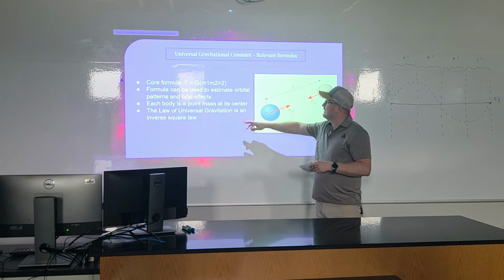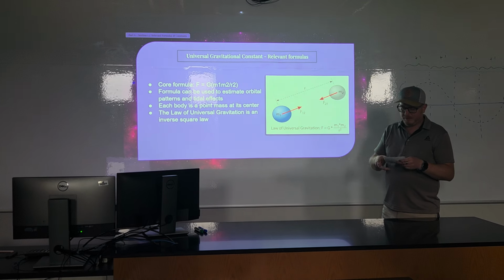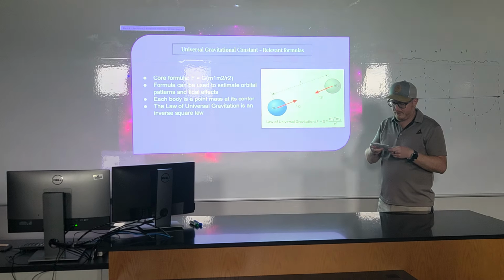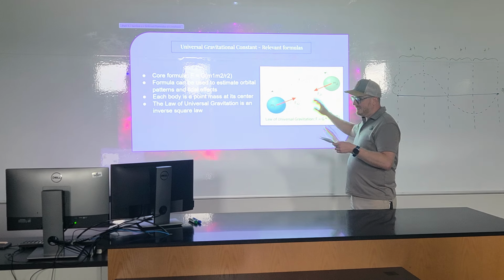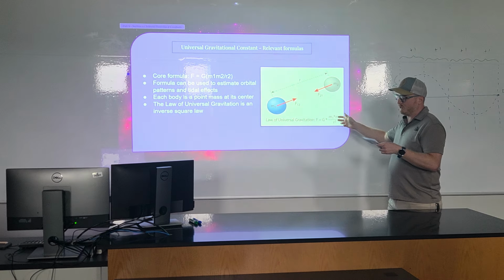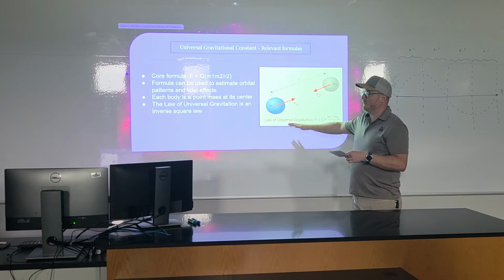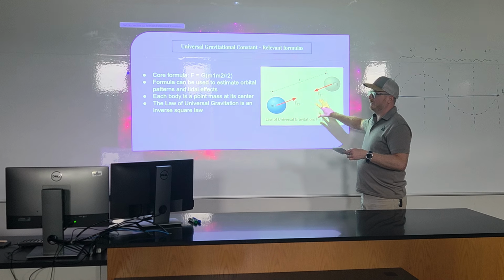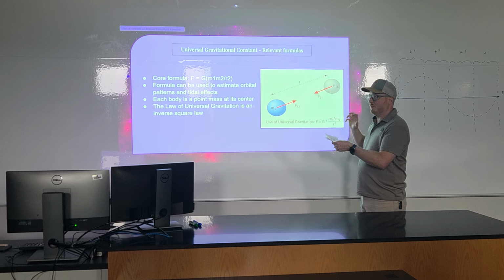Universal gravitation is an inverse square law, which basically means the attraction between two objects decreases proportional to the square of the distance between them. So as the denominator grows, the attraction will lessen.